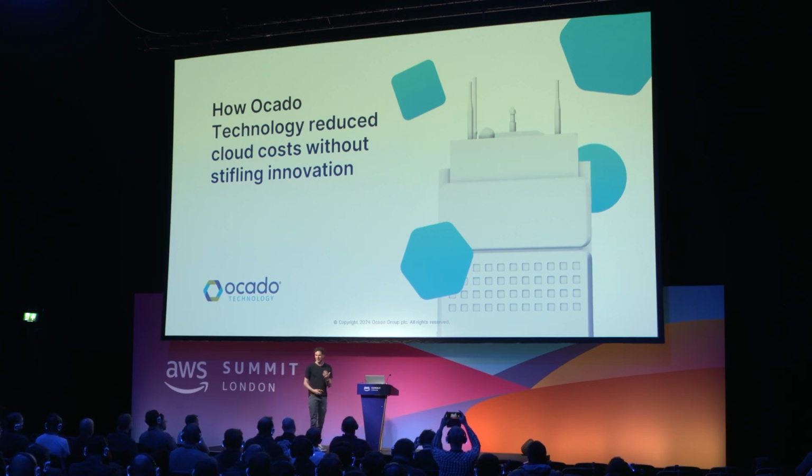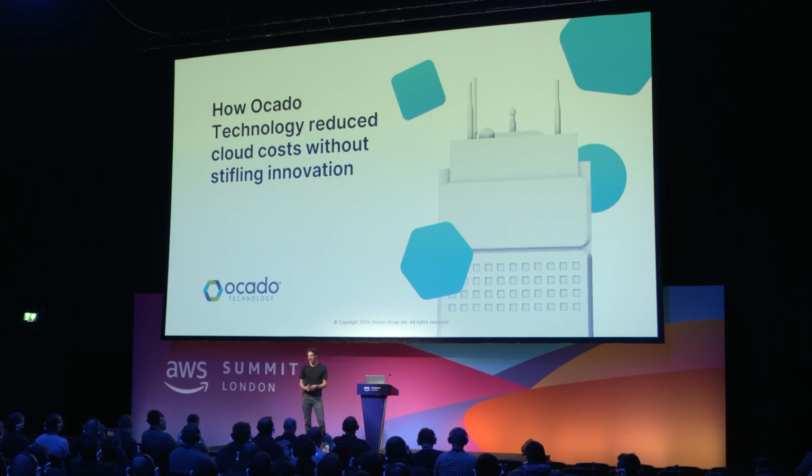So as Imran said, I'm Kevin. I'm Associate Engineering Director at Ocado Technology. Imran has gone through some of the theory on cloud cost optimization, but I'm here today to share with you our story, our journey on how we were able to save millions of pounds on our AWS bill without compromising on either customer experience or slowing our rate of innovation.